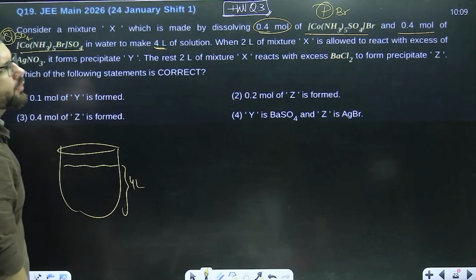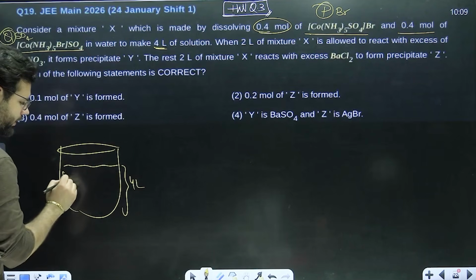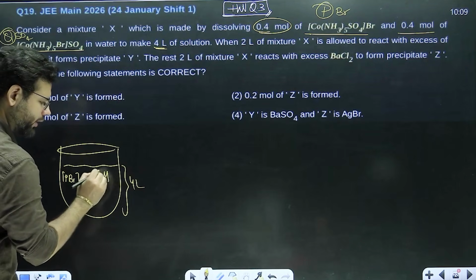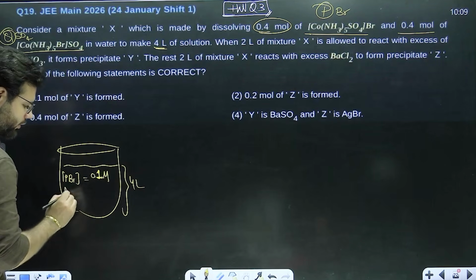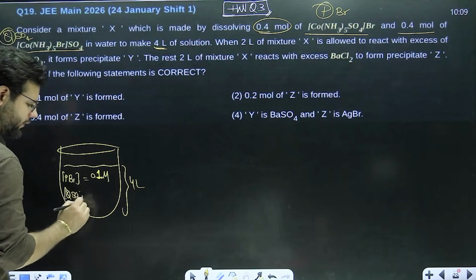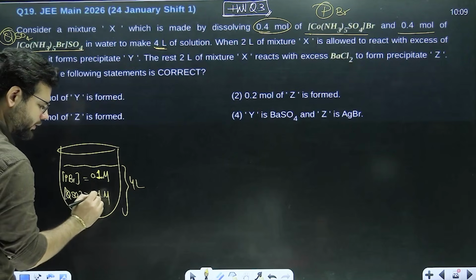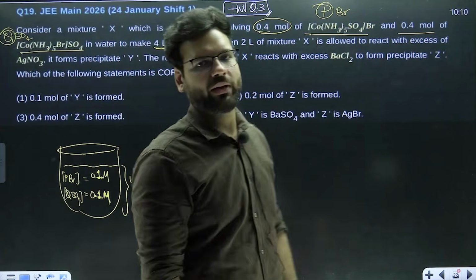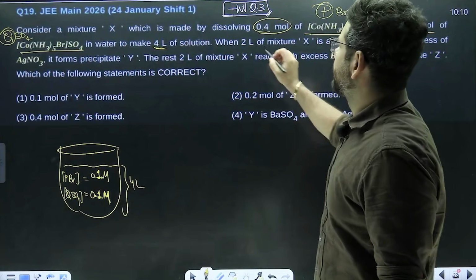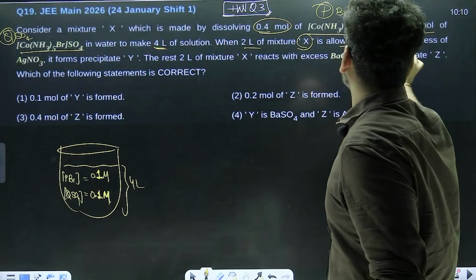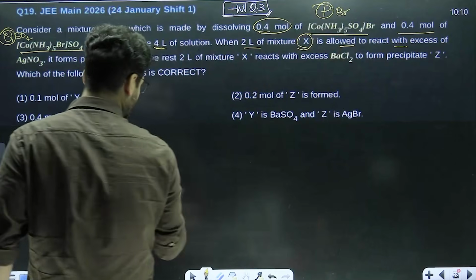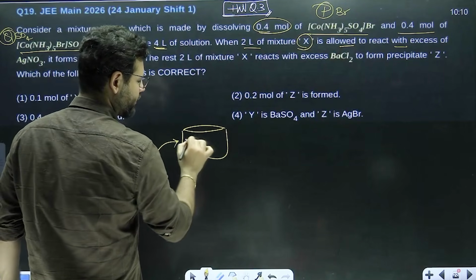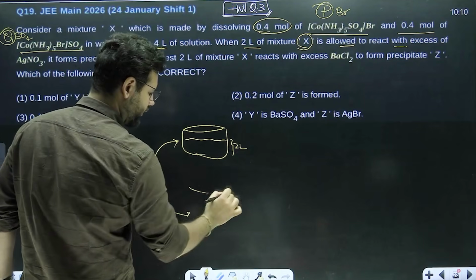We added 0.4 moles of PBr. So the concentration of PBr will be 0.1 molar, 0.4 moles in 4 liter. And the concentration of Q sulfate will also be 0.1 molar because that is also 0.4 moles in 4 liter. Okay, molarity we have found. Next they say, when 2 liter of this mixture is allowed to react with excess of AgNO3, it means we cut this solution into 2 halves. 2 liter we have taken separate.